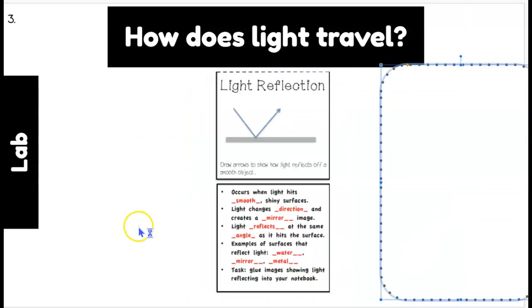The next question, how does light travel? Light reflection. So if the light source is coming from up here and it reflects, it's going to hit the shiny or smooth surface and it's going to bounce back. So light reflection occurs when light hits a smooth, shiny surface. Light changes direction and creates a mirror image. Light reflects at the same angle as it hits the surface. Examples of surfaces that reflect light are water, mirrors, and metals.